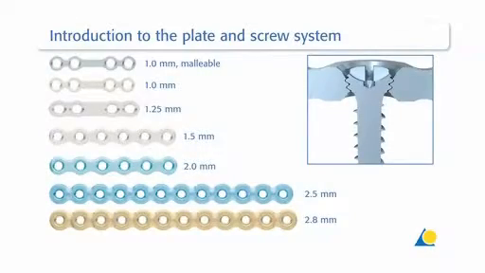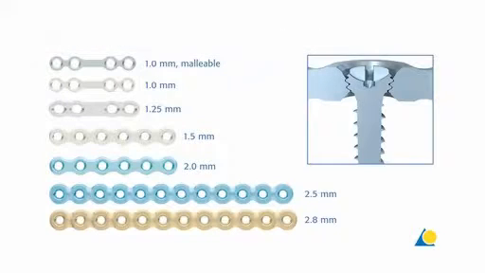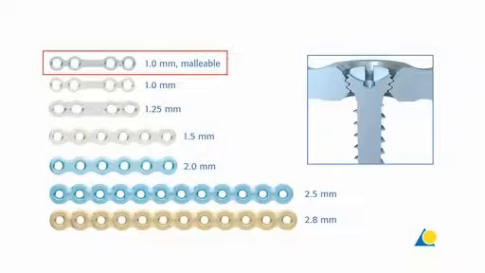The matrix mandible plate and screw system can be used for all mandibular trauma and reconstruction indications. All plates feature conical locking technology for a reliable screw-to-plate construct. The plates are available in thicknesses of 1.0 to 2.8 mm. In this exercise, a 6-hole, 1.0 mm thick malleable miniplate will be used.